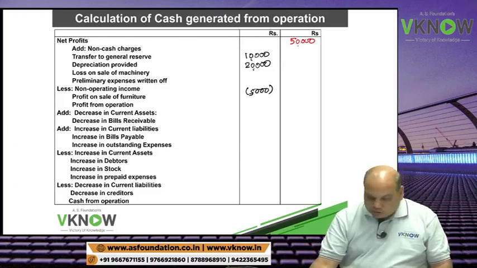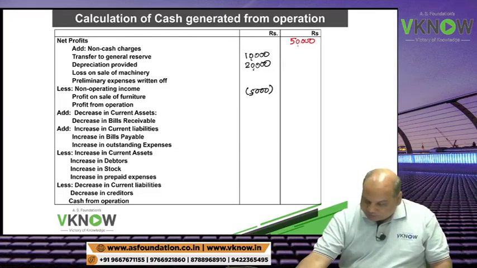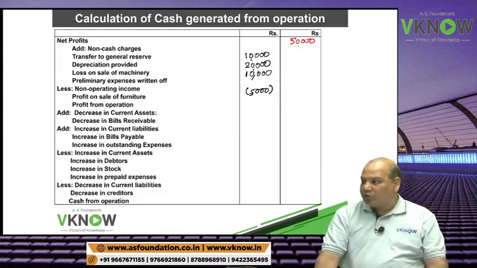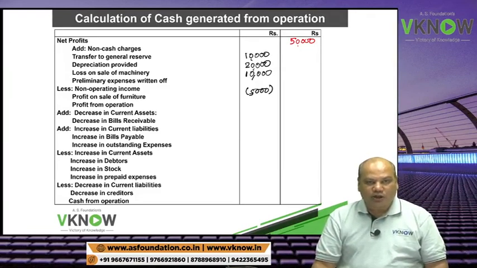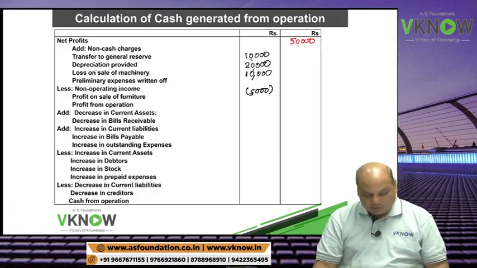Then loss on sale of machinery you will add back. Those non-cash items which are debited to P&L account will be added back. They will reduce the profit but not reduce the cash. Cash balance will be more than the profit balance. Therefore, they are added back if they are debited.